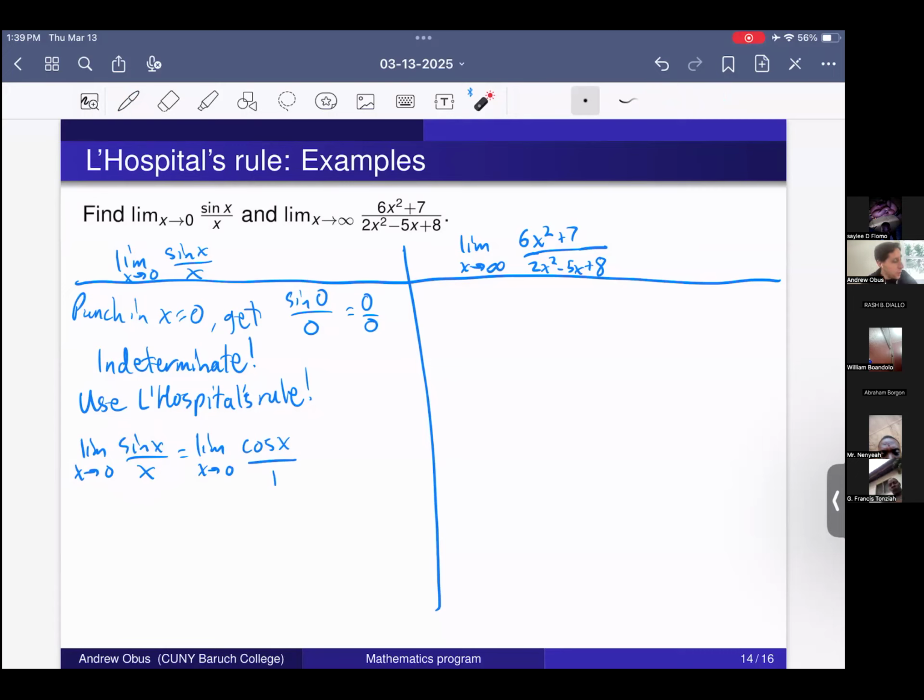That's L'Hopital's rule. And you take that same limit, and now, well, the limit as x approaches 0 of cosine of x over 1. This is just cosine of 0 over 1, which is 1 over 1, which is 1, right? So this limit is just equal to 1.